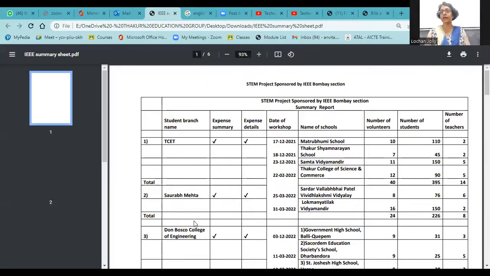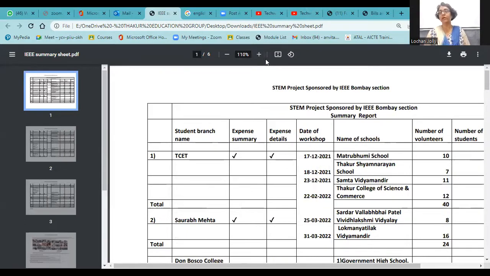Final report, consolidated, last. This report which we are sharing is what got published in the newsletter of CONSOL. As I was telling you about the numbers, this is the summary of what all has been done by various student branches, and it was published in the IEEE newsletter, the summary report.